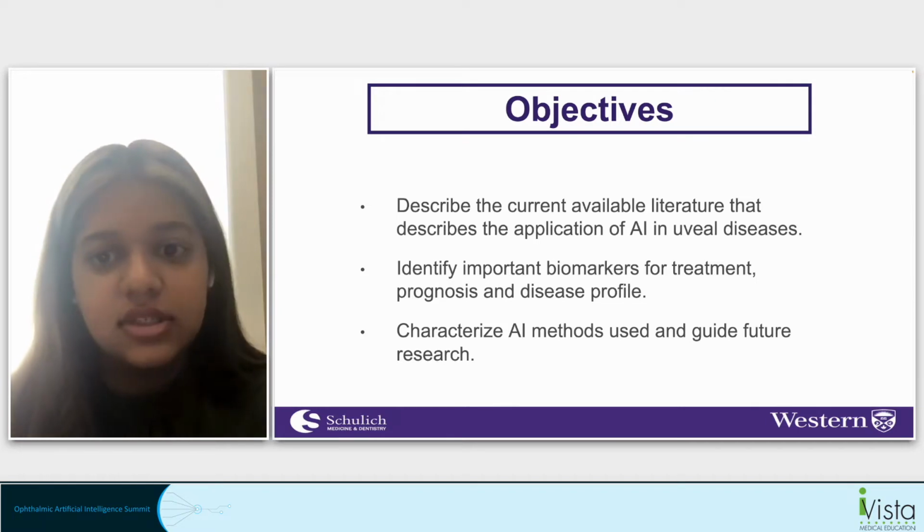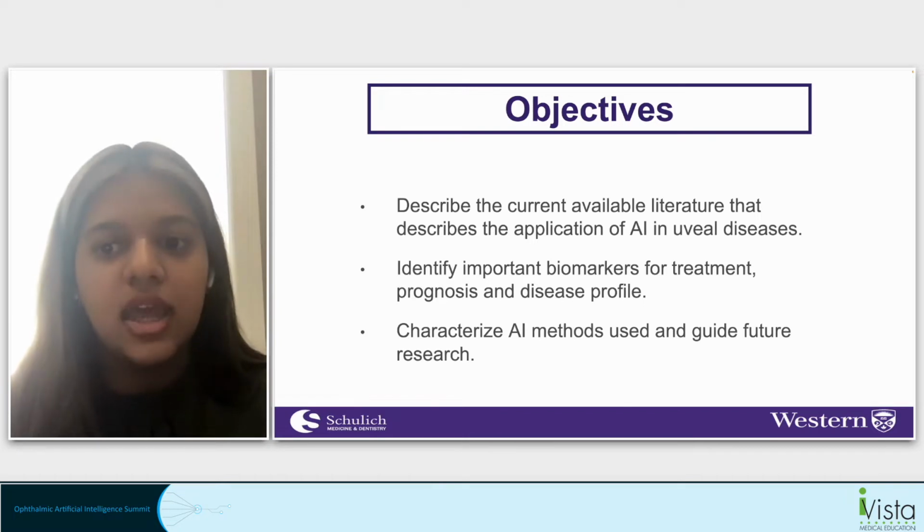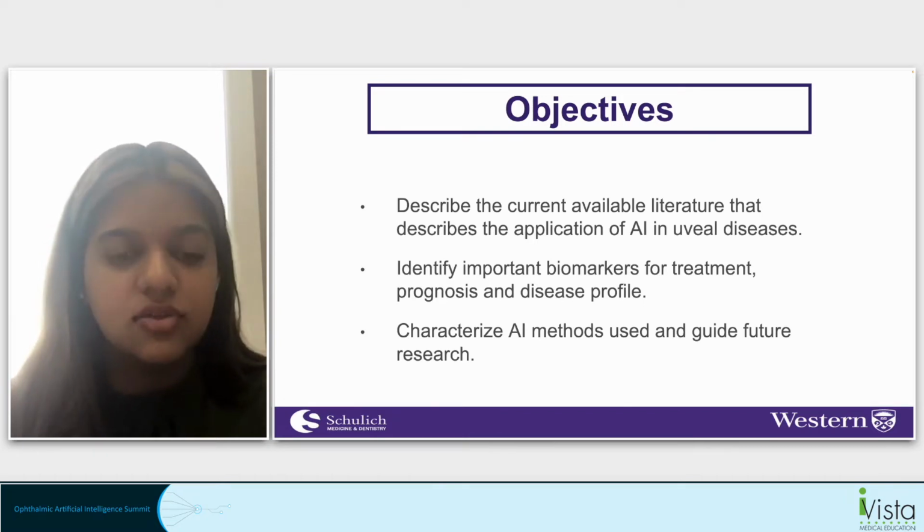Hence, the objectives of this review are to describe the current available literature that describes the application of AI in uveal diseases, identify important biomarkers for treatment, prognosis, and disease profile, and characterize the AI methods used in this field to guide future research.